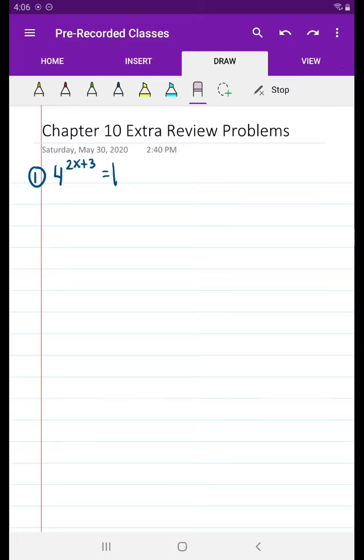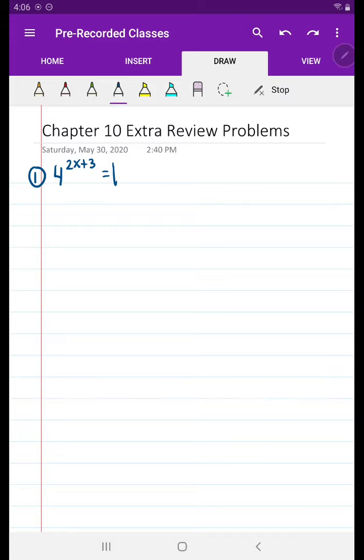Hello, Algebra 2. This is a review of the extra credit problems that I posted for you to do from Chapter 10. So hopefully by this point you've submitted your answers, and this is just you checking your work. So you can use this to help you study for your test coming up.